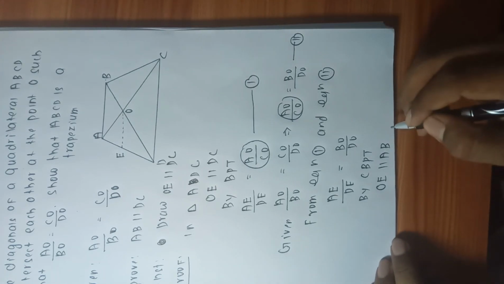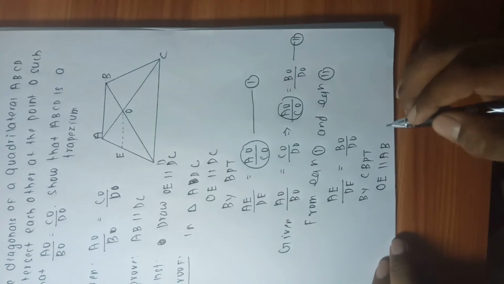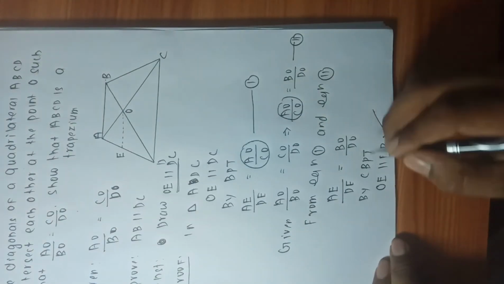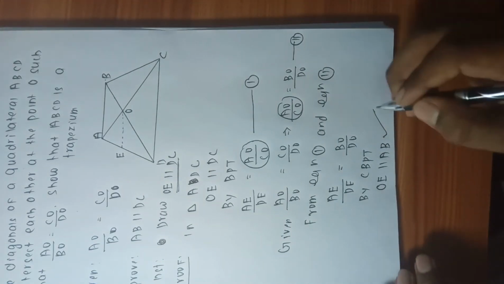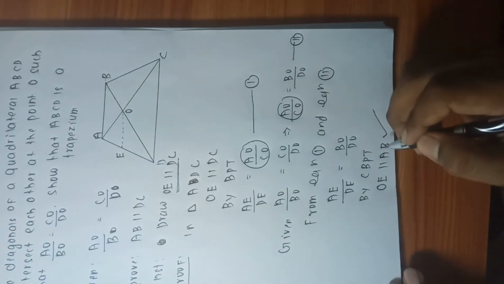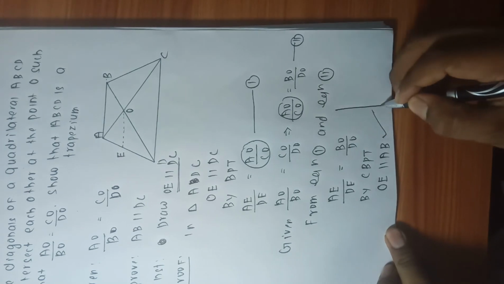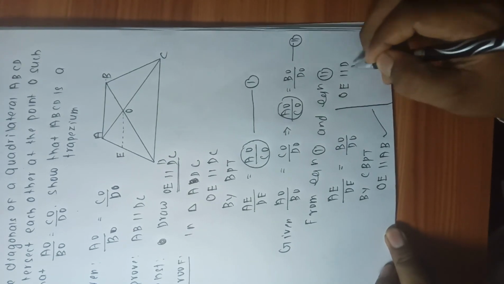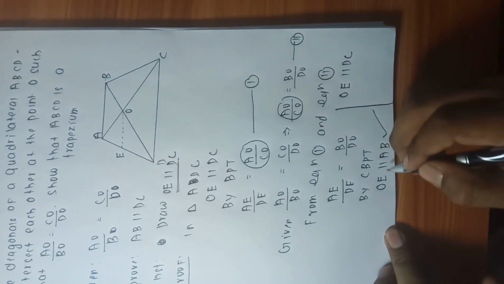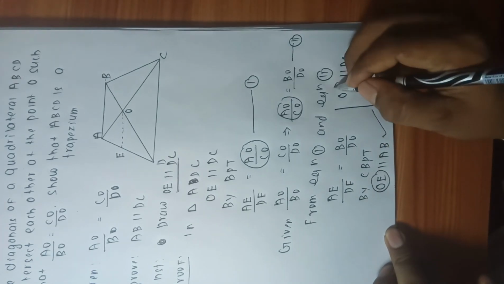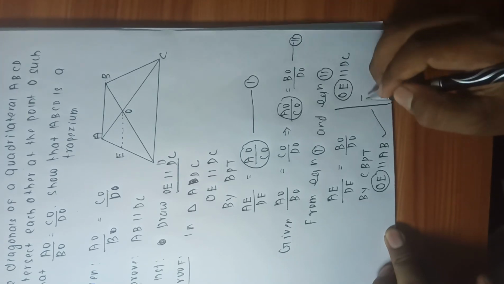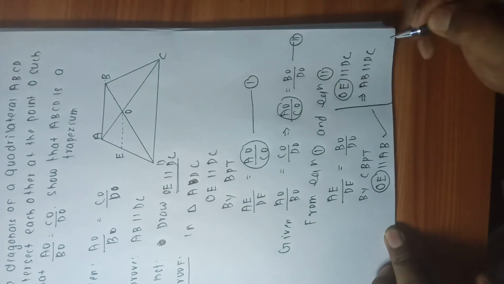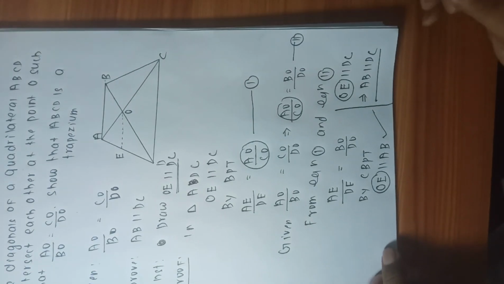And you can see that by construction we have OE parallel to DC. So we can write OE is parallel to AB, and OE is parallel to DC. You can observe that OE is common, so we can write AB is parallel to DC, hence ABCD is a trapezium.